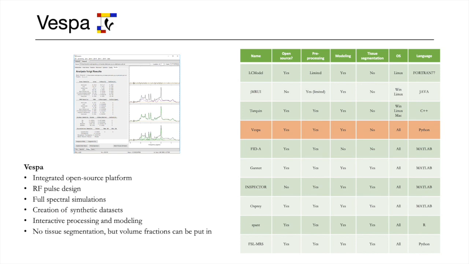VESPA is a complete and integrated suite of tools that cover a lot of ground for spectroscopists, including a tool for pulse design, full spectral simulations, the generation of synthetic spectra, and interactive data processing and modeling. While it doesn't directly interface with tissue segmentation, you can enter volume fractions yourself.